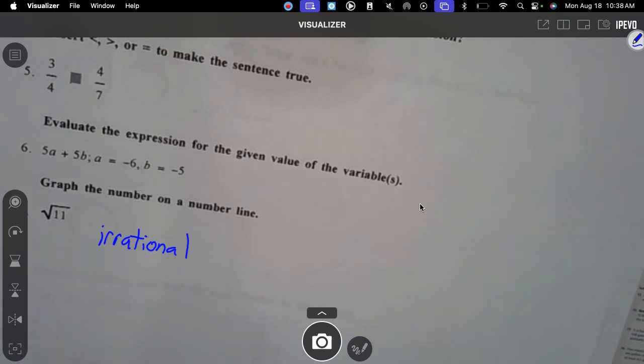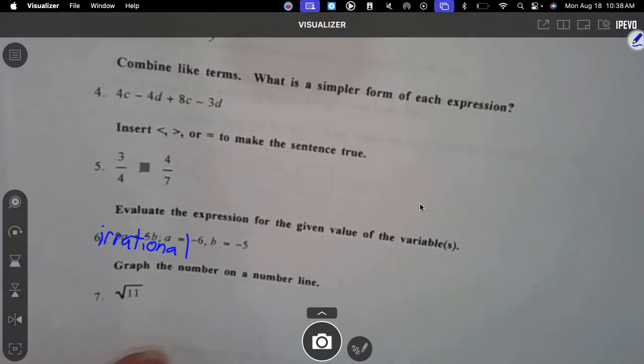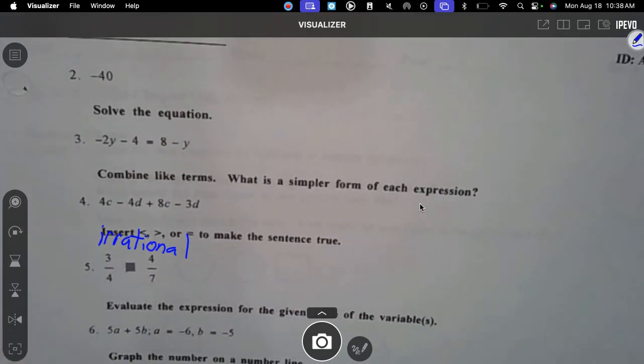Okay, got to finish up. Negative 40 is not on there, but what type of number is negative 40? Negative 40 is rational, and it's an integer. It's rational and it's an integer.